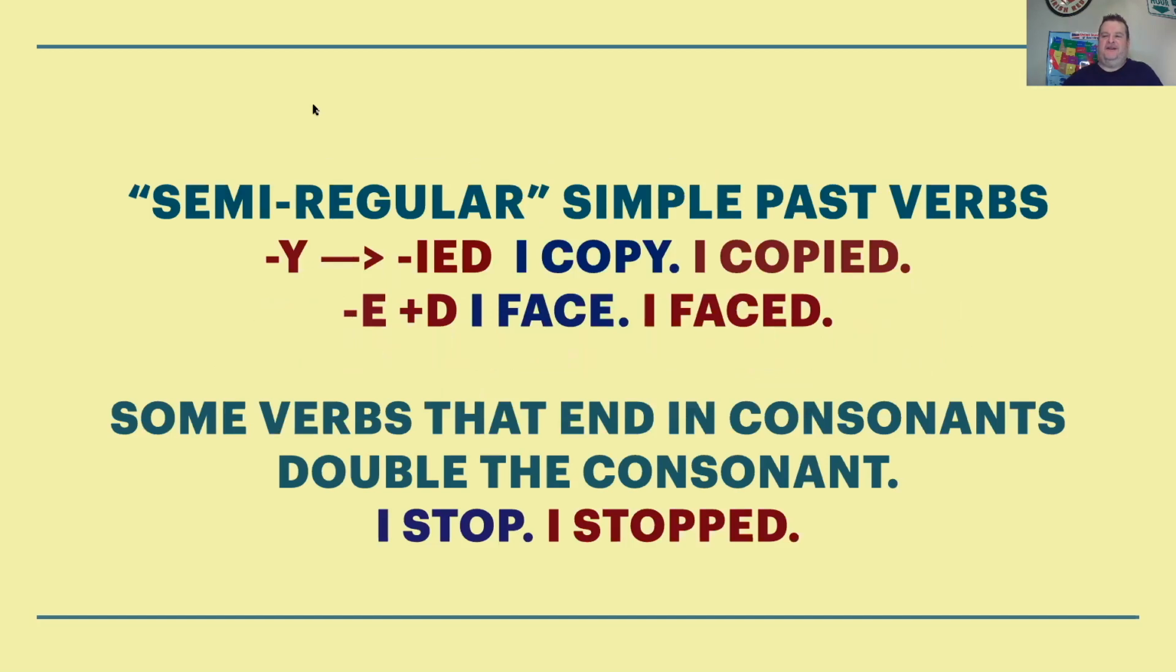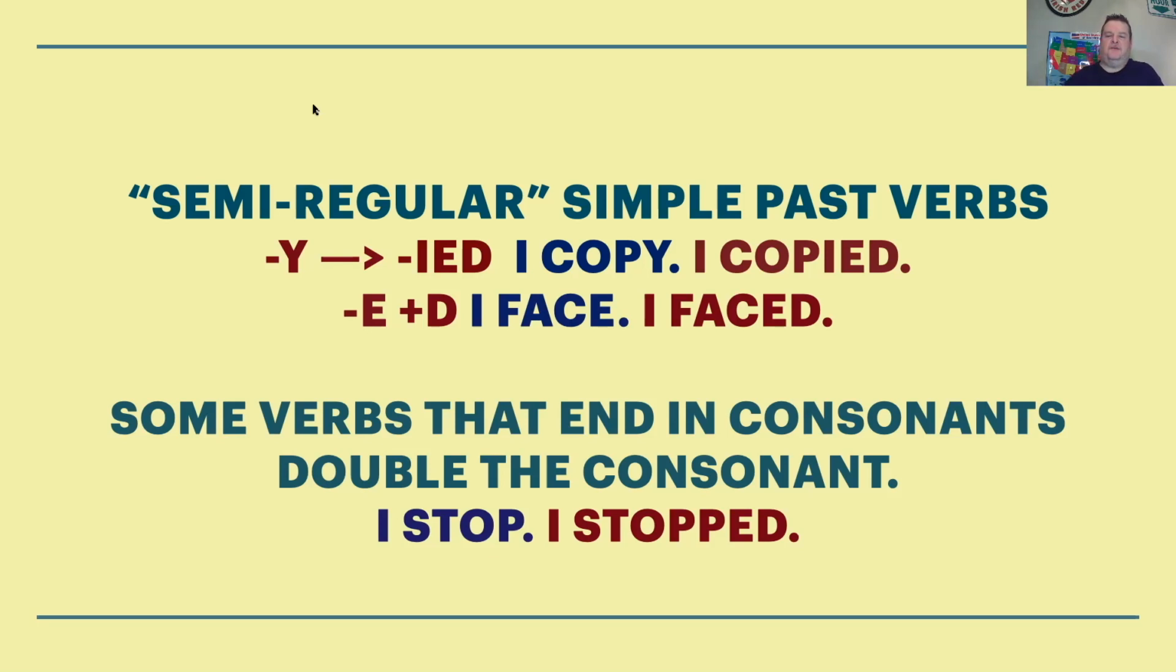Now, as I mentioned, there are some cases where it's a little more complicated. There will be some semi-regular simple past verbs that you'll see end in Y. In those cases, you're going to change that Y to an I before you add the ED. So Y will change into IED. For example, I copy becomes I copied. I face will become I faced. You can see if it just ends in E, sometimes you're just going to add that D.